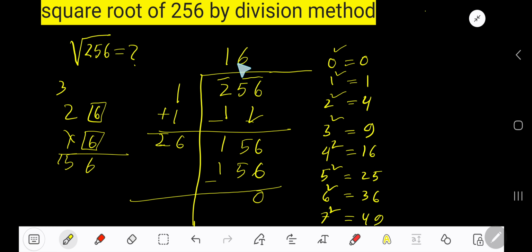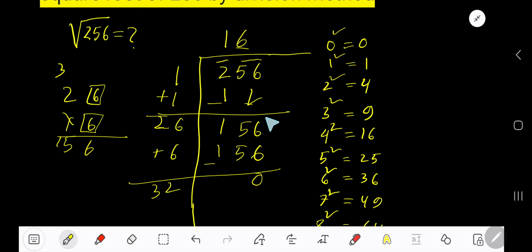To check, look, you have taken the digit 6 here, and 6 must come under the divisor. So now add 6 plus 6, 12. Write 2, carry 1. 1 plus 2, 3. So look, this number is double of this number, so we can say that this is the right answer. So the square root of 256 is 16.